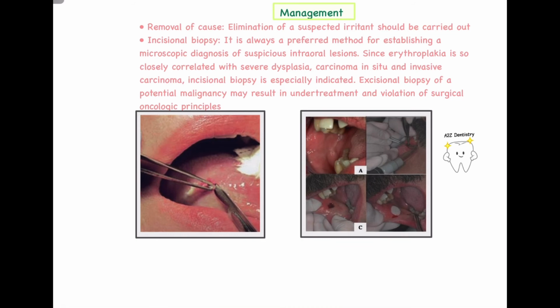So therefore there are chances that we might regress the lesion. Our second management technique is incisional biopsy. In cases where carcinoma in situ, or particularly if cancerous or dysplastic cells are identified, we will definitely go for an incisional biopsy, right? The chances of erythroplakia turning into cancer are more compared to leukoplakia. So I would suggest, whenever you encounter a patient with erythroplakia, always go for at least an incisional biopsy, right?